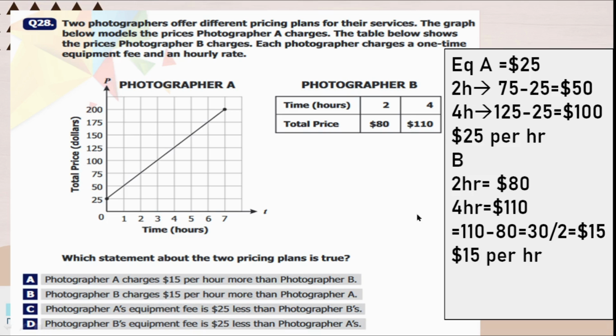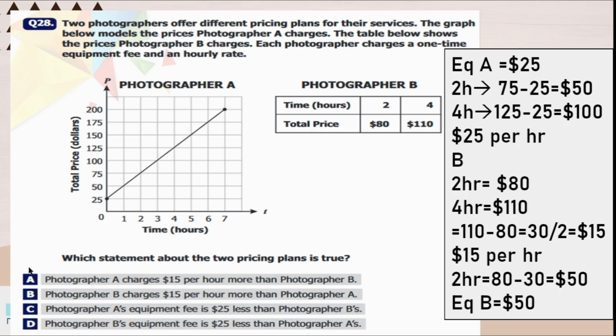Now let's find out his equipment fee as well. To do that, we will write the cost for the first 2 hours, which is 80, and we are going to subtract the working cost out of it, that was $30. Because for 1 hour it was 15, for 2 hours it was 30. So when we minus it, the answer is $50. So $50 is the equipment fee of photographer B.